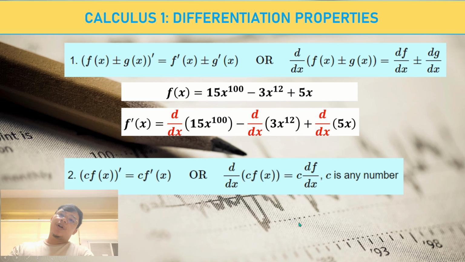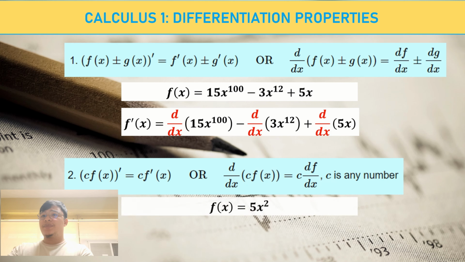So we have the second property, which states that c times the function f of x, its first derivative is equal to c times the first derivative of the function f of x, or this is just a similar notation, another way of writing this. So take note, c is any constant number. So anong ibig sabihin ng properties na ito? Simple lang.